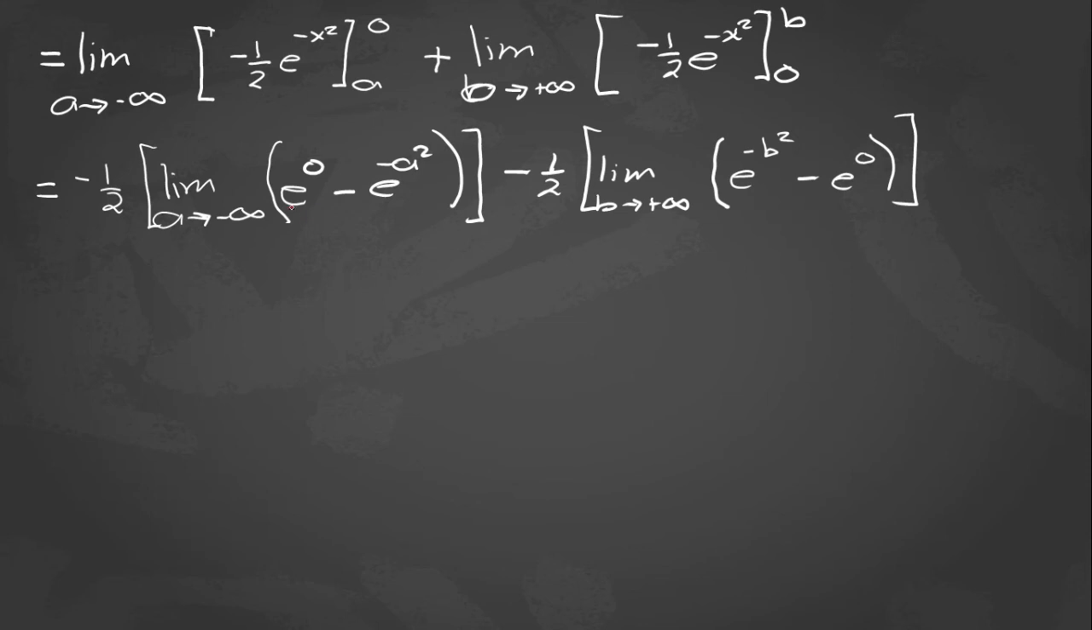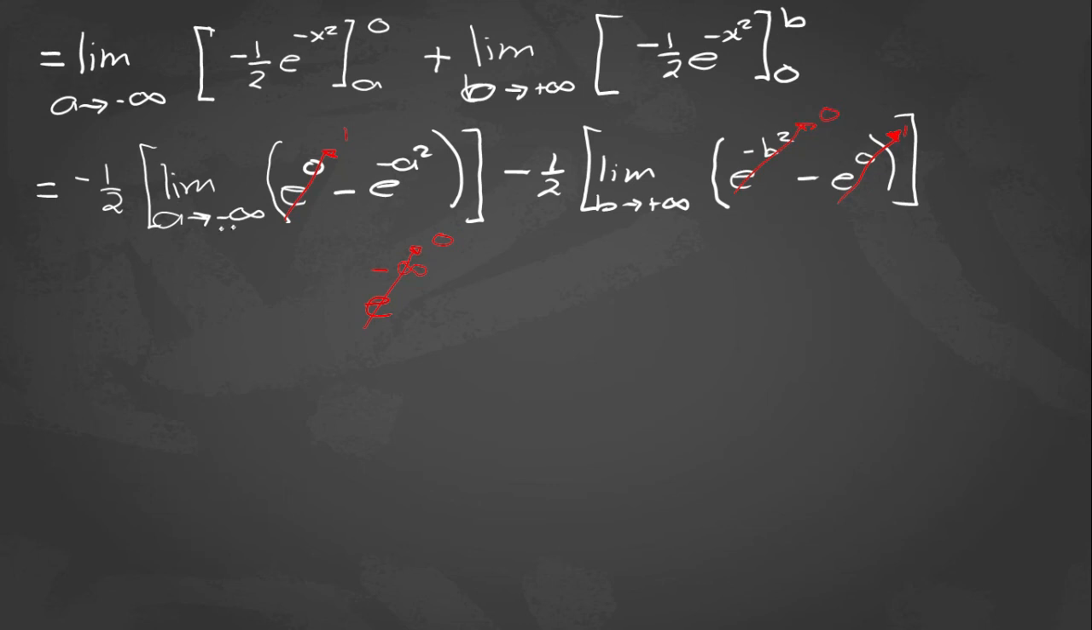Notice that e raised to 0 is simply equal to 1. And applying our limits on each term, the limit of e raised to negative a squared, where our a here is negative infinity, is just infinity. So applying our limits at infinity, this will become equal to 0. Same as with this one.